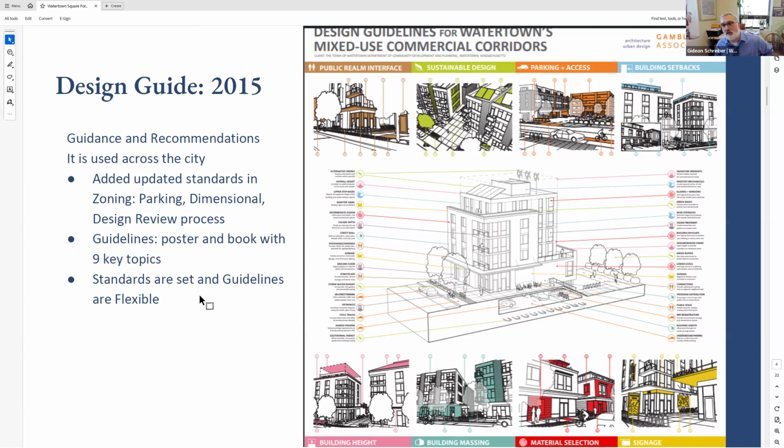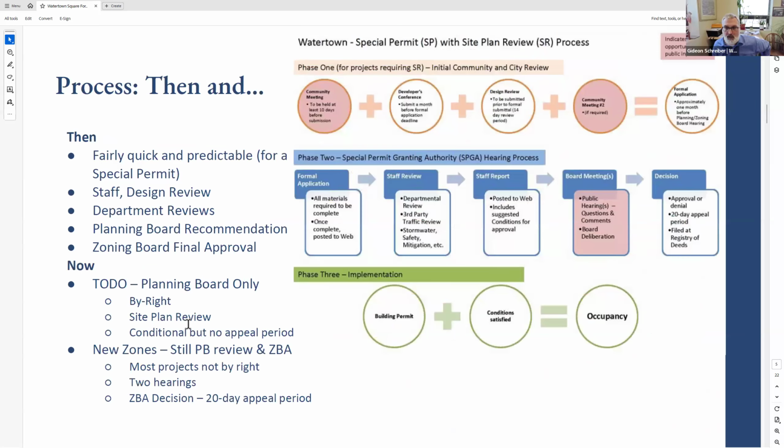And then the work that we did in Watertown Square with Utile built on this set of guidelines, and those didn't go away. So they're still across most of our commercial corridor. We had a process, and it works pretty well in Watertown. Watertown has a planning board and a zoning board. The planning board is a permit granting authority for some projects and not for others, depending on the zone. Neither of them are elected. They're both appointed. So we are professional heavy.